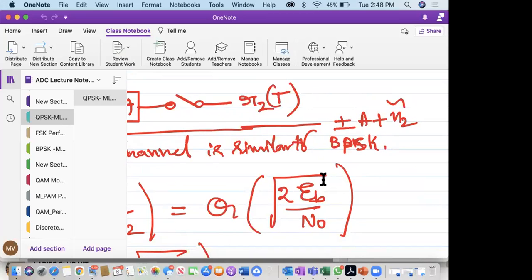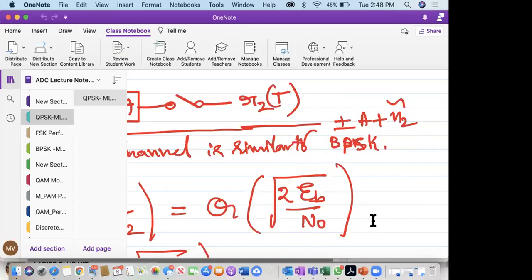What we are understanding is that the probability of error is the argument of your Q function. When the argument is increasing, the probability of error decreases, because it is inversely proportional. The Q function has a waterfall nature. So for Q of X, if X is more, the probability of error is less. If X is less, the probability of error is more. Here for QPSK, I am getting 2 times, whereas for BPSK, I am getting only a single time, that is root EB by N naught.